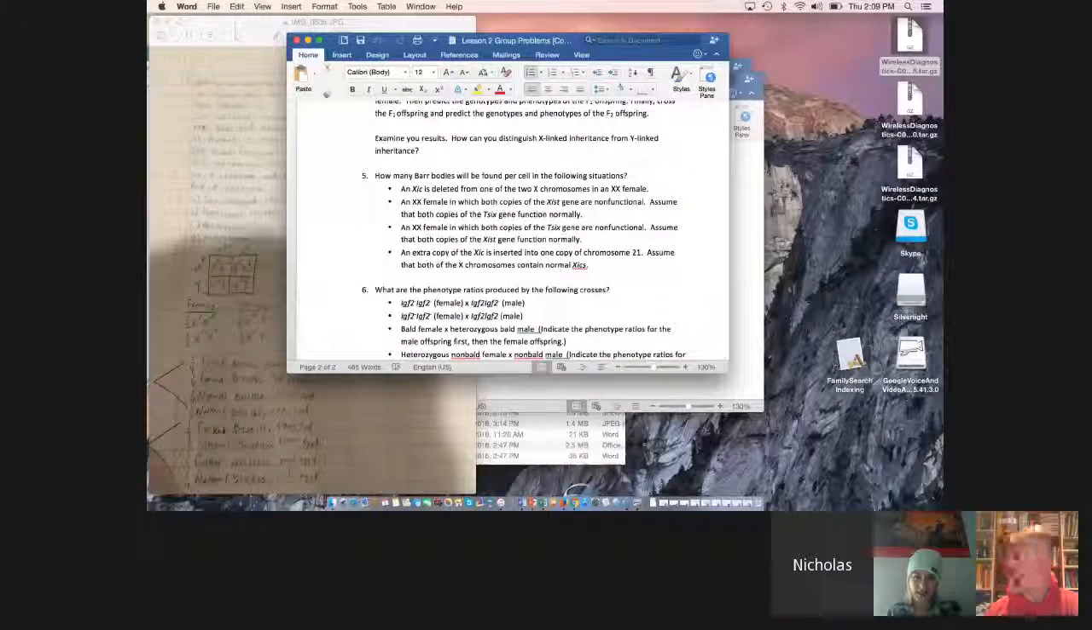And then, does someone want to read the next one? Nick, go ahead. Sure. An XX female in which both copies of the T6 gene are non-functional. Assume that both copies of the Xist gene function normally. Okay, so that would be 2 since T6 isn't working, right? Right. So what happens is that Xist sends out the RNA, and since T6 does not have anything to complement it and degrade it, both of the chromosomes are going to be targeted and become Barr bodies.